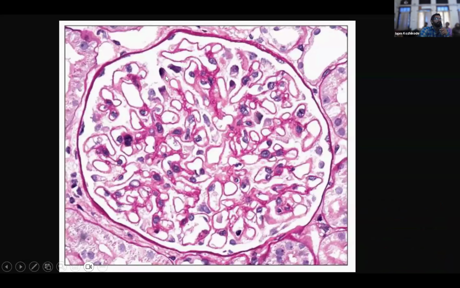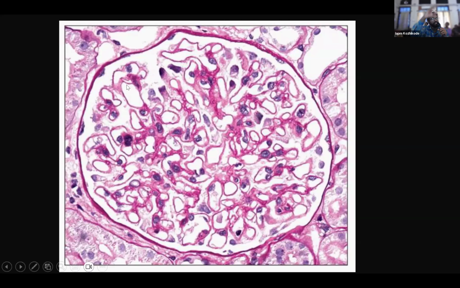So the first stage, as I told, the glomerular capillary, we may not appreciate much of a change. And if somebody has seen many renal biopsies, he may appreciate that this glomerulus is looking slightly more beautiful, or much better looking, than a normal glomerulus.